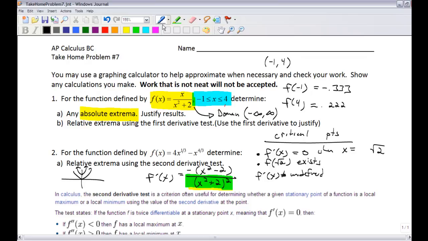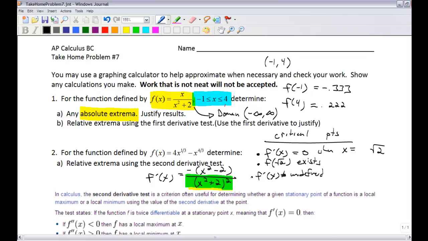So if you take all the y values along this curve right here and you square them, you're going to get positive results. So if you know what a quadratic looks like, and you know what x squared plus 2 looks like, that allows you to answer that quickly.